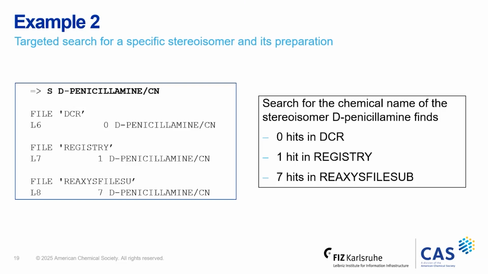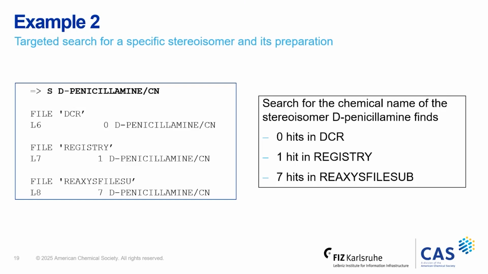Again, you'll notice that I am searching with the search qualifier /CN. That is the chemical name. You can also think of that as standing for complete name. So in the DCR database, there is no substance record that has that specific name, D-penicillamine. Okay. Check registry. And there is one record in their database with that chemical name. Check the third of the structure searchable databases, ReaxysFileSub, and in that database, I get 7 hits.